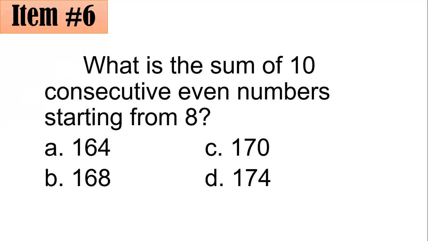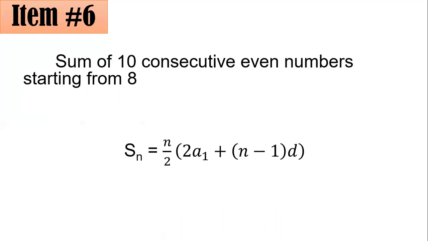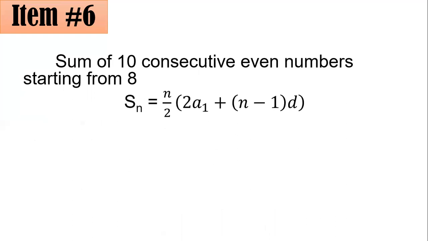So even numbers have a common difference of 2. So therefore, this problem entails arithmetic series. And the formula for the sum of an arithmetic series, there are 2 actually, but I'll just provide here one of them, which is S sub n equals n all over 2 multiplied by 2a sub 1 plus the quantity n minus 1 times d, where n is the number of terms, a sub 1 is the first term, and d is the common difference.